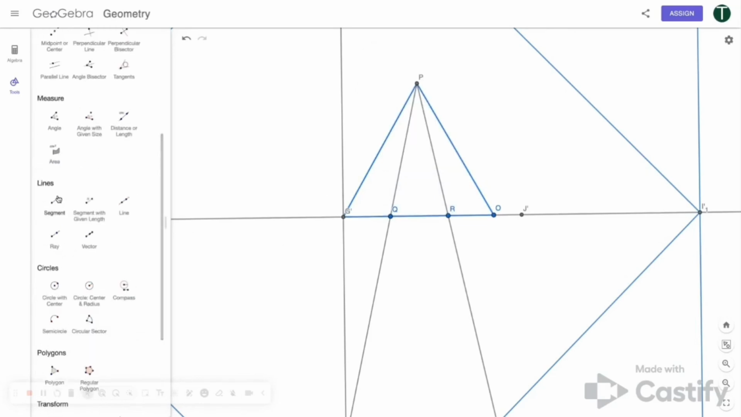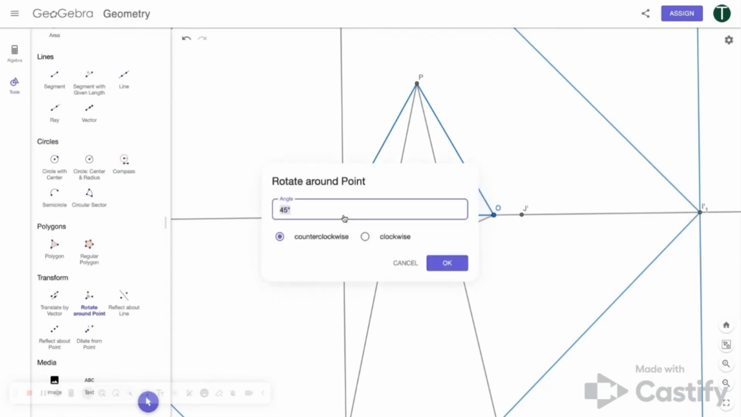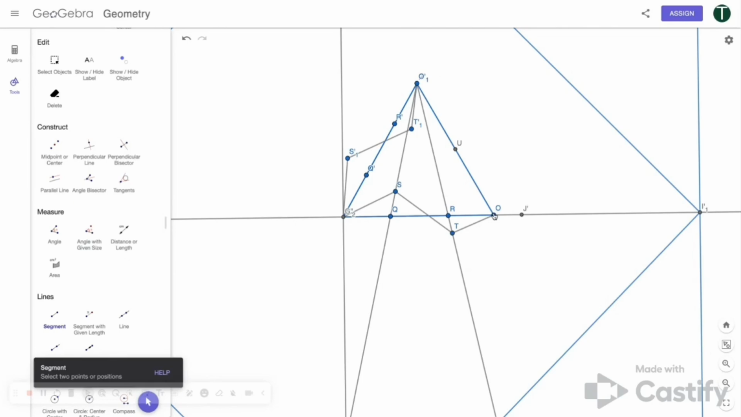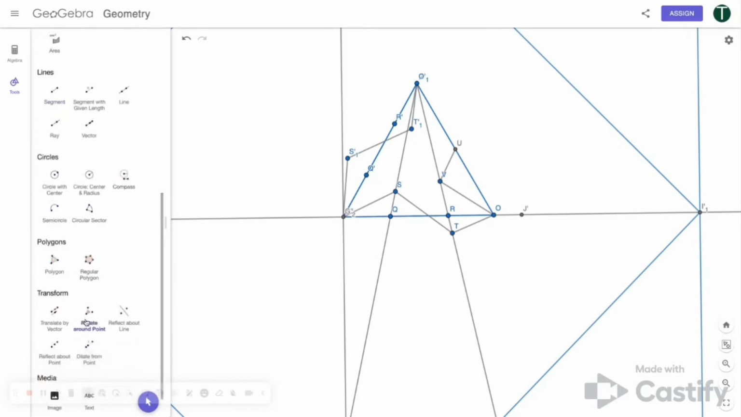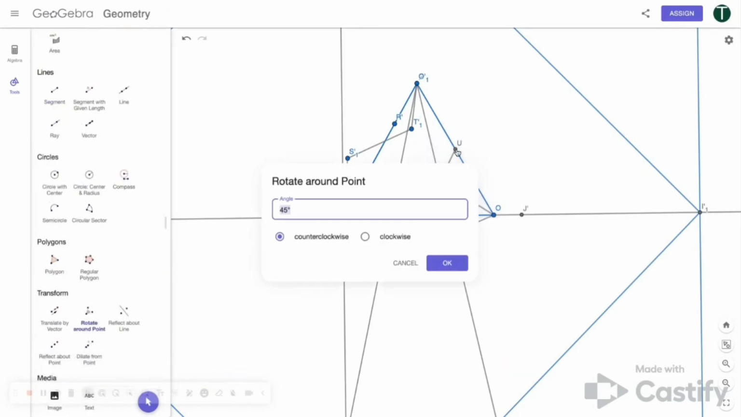After, I created 3 segments that attached the rays and ended at point O. I then selected this and rotated it around point G by 60 degrees. Next, I created a midpoint of O1 and O. Then I created 2 segments attaching O and midpoint U while anchoring them to the rays. I then selected that and rotated it around point U by 180 degrees.